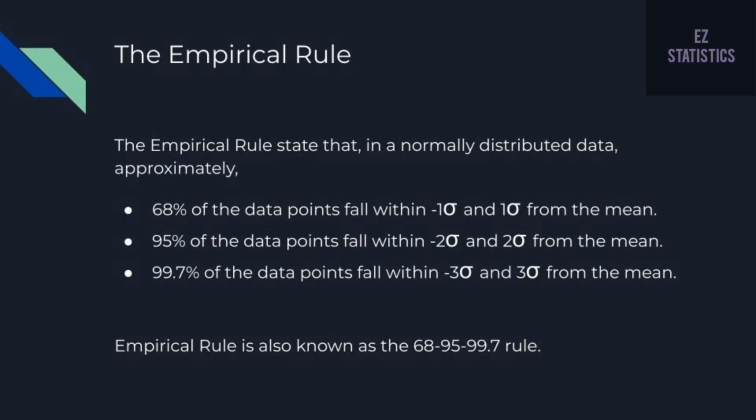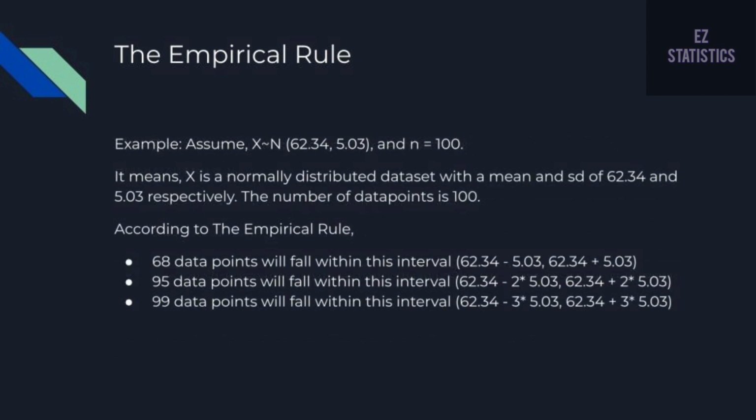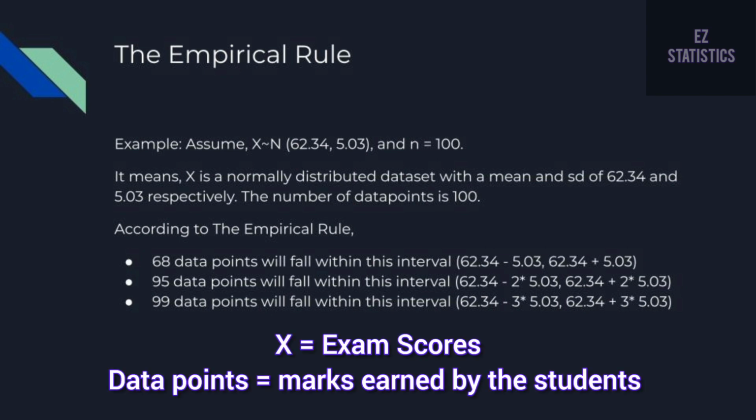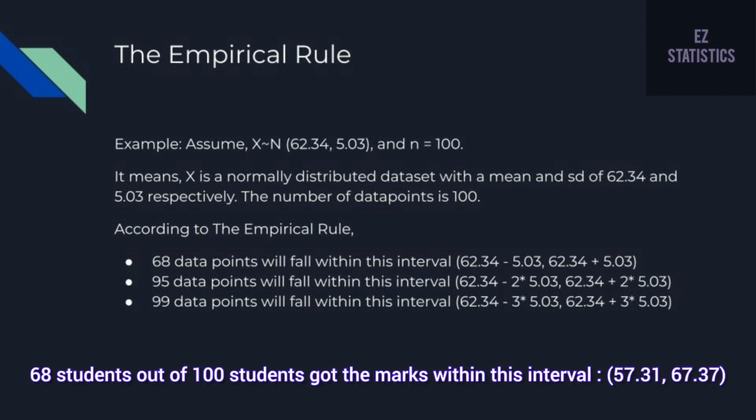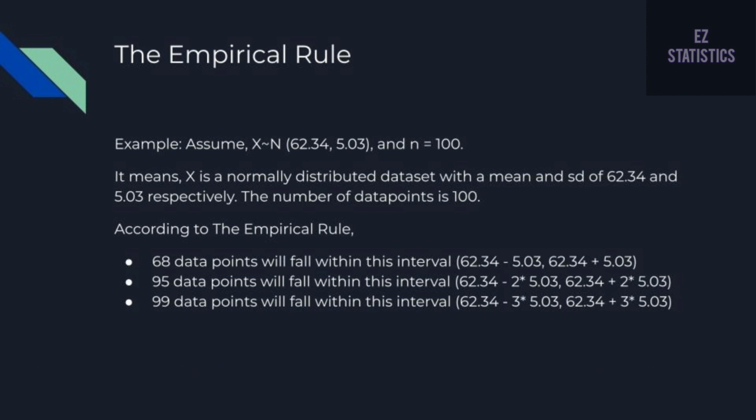According to the rule, approximately 68% of the data points fall within one standard deviation of the mean, 95% within 2 standard deviations of the mean, and 99.7% within 3 standard deviations of the mean. For example, assume that x is a random variable which is normally distributed with a mean and standard deviation of 62.34 and 5.03. The size of x is 100. It means there are a total of 100 data points. To understand clearly, you can assume that x stands for exam scores and data points stand for the marks earned by the students. Now, according to the rule, 68 students got marks within the interval 62.34 minus 5.03 and 62.34 plus 5.03. The following interpretations are similar to this.